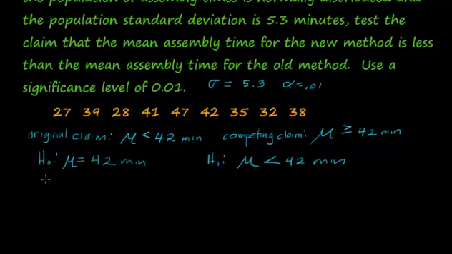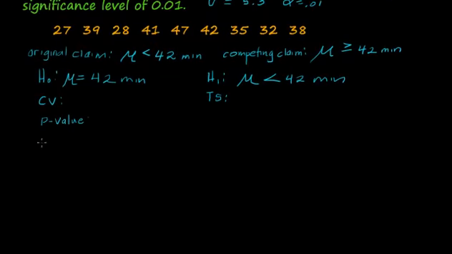Okay, so we will get a critical value. The calculator will provide our test statistic and our p-value. We will use that information to draw a decision diagram, and we will make a decision.